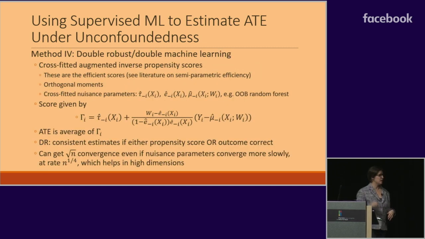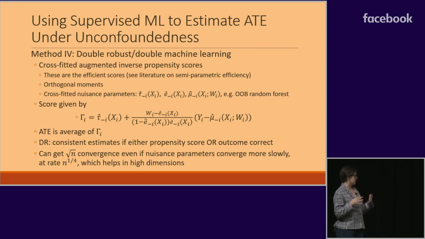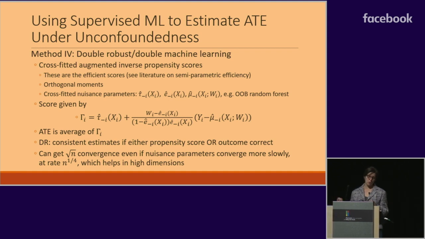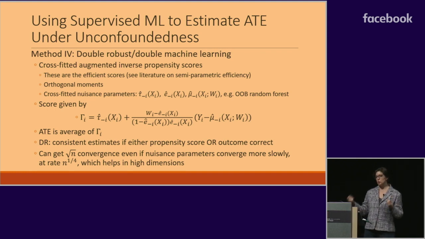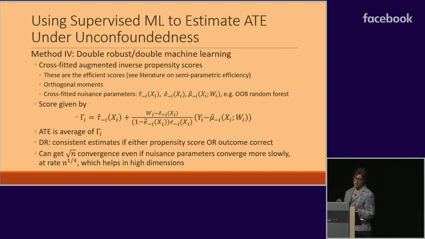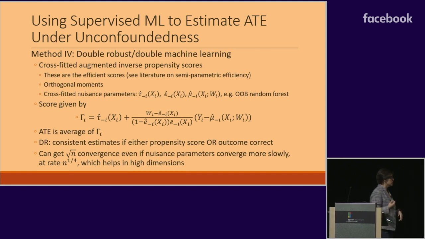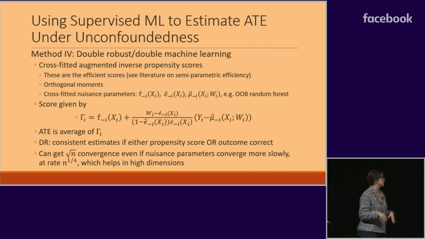So the way that I would recommend, based on the statistical literature, is double robust or double machine learning methods. What this is going to do is take what's called an efficient score from this literature in statistics, and this is related to a theory about how you efficiently estimate a parameter. In particular, in the case of unconfoundedness, this is what the scores look like. And there are different ways to write the scores.